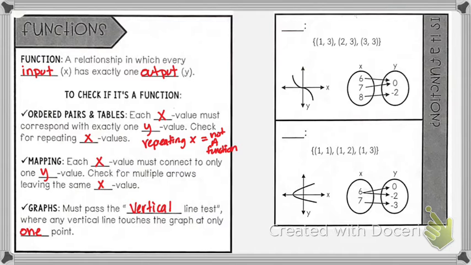where any vertical line touches the graph at only one point, and we'll look at some of these right here. Okay, so in the very first box we have three representations. We have ordered pairs, we have a graph, and we have a mapping. Okay, so in the ordered pairs, we're checking to see if it's a function. It's a function if none of the x's repeat, right? Because if they do repeat, we said it's not a function.